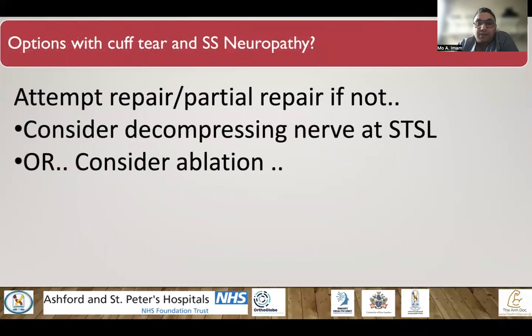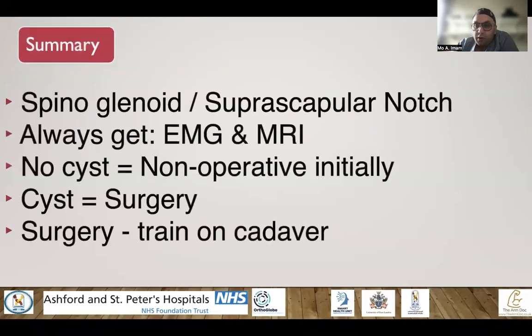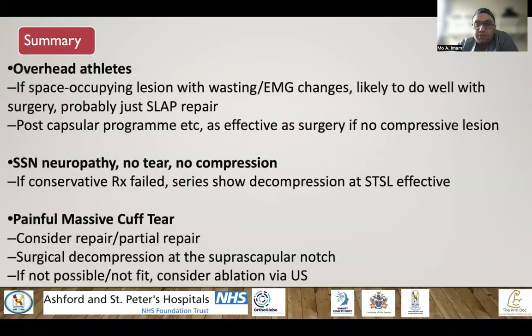Obviously, if it doesn't, you can consider decompression, and in an elderly patient with irreparable tears, suprascapular nerve palsy is a good option. Finally, know where the entrapment site is, get EMG and MRI. It is a clinical diagnosis. If there is no cyst, non-operative treatment. If there is a cyst, consider surgery. If you're going to do surgery, do it on cadavers first.